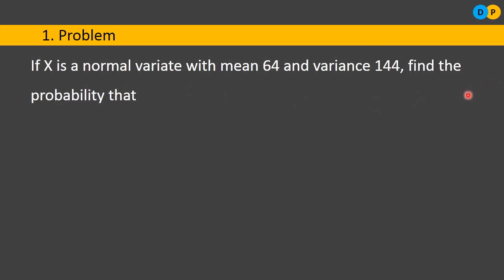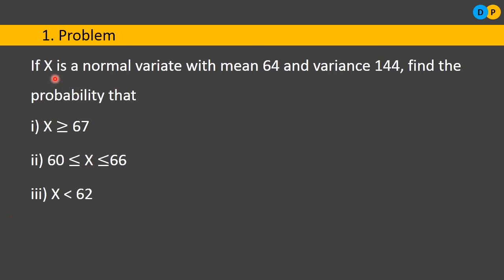What we have been asked to find is the probability that x is greater than or equal to 67. That's the first condition. The second condition is that x lies between 60 and 66, that is greater than or equal to 60 and less than or equal to 66. And the third condition imposed is x is less than 62. So once again, let us discuss this question.